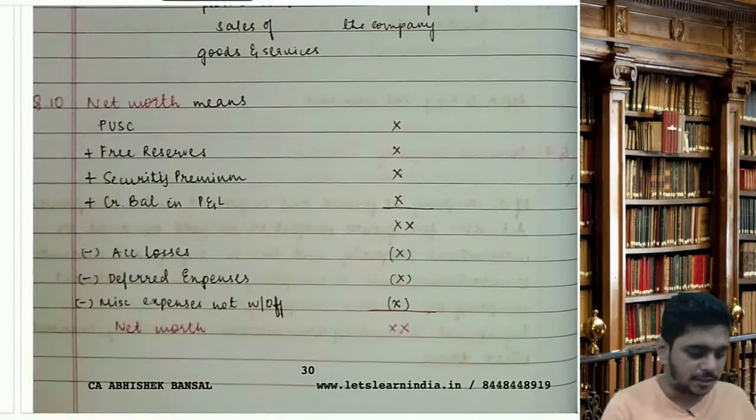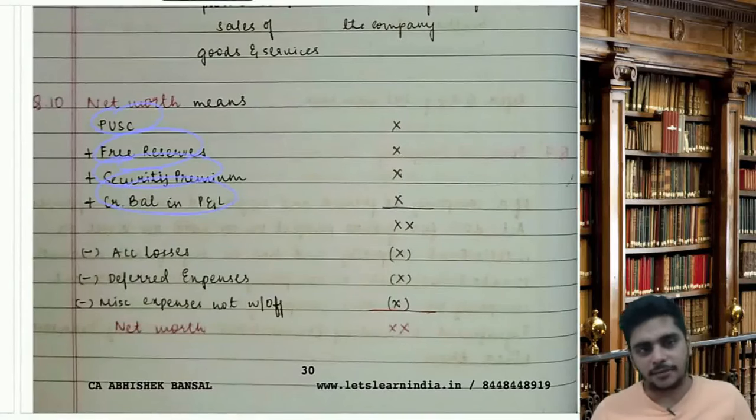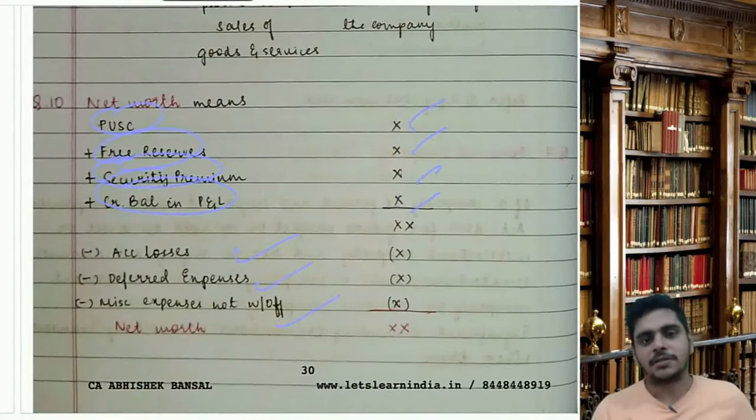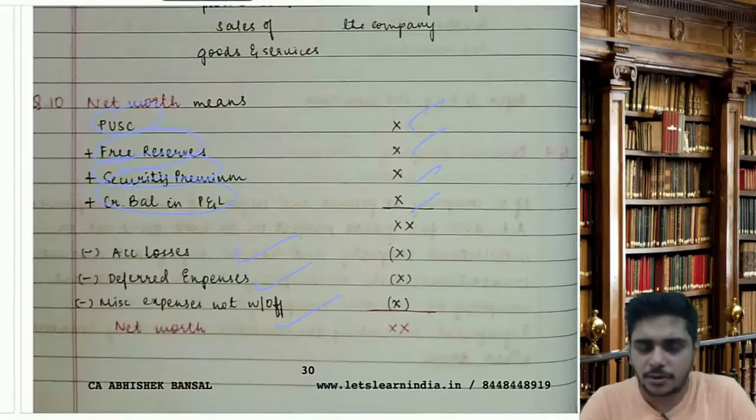How do you calculate net worth? Paid up share capital, add free reserves, add securities premium, add credit balance in PNL. Minus accumulated losses, minus deferred expenses, minus miscellaneous expenses not written off.